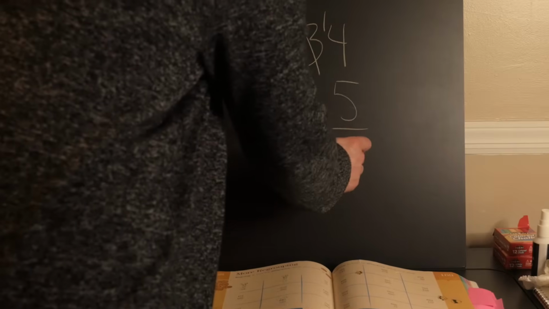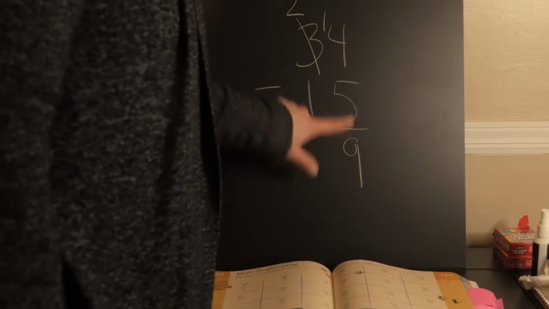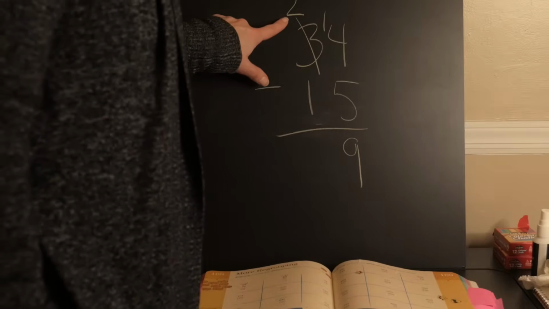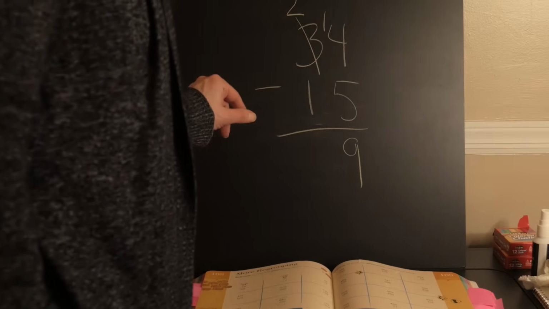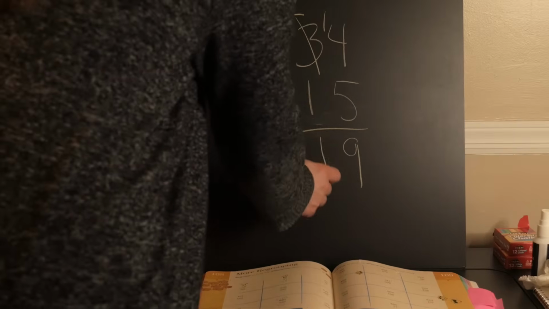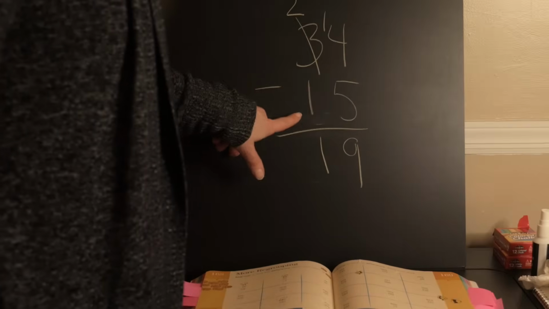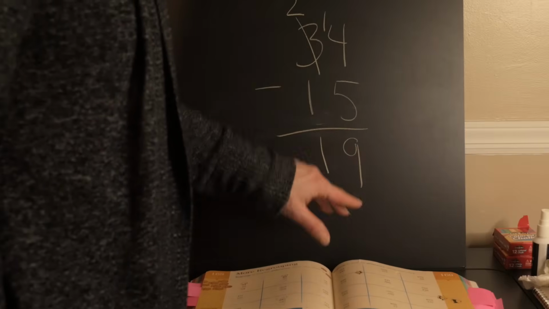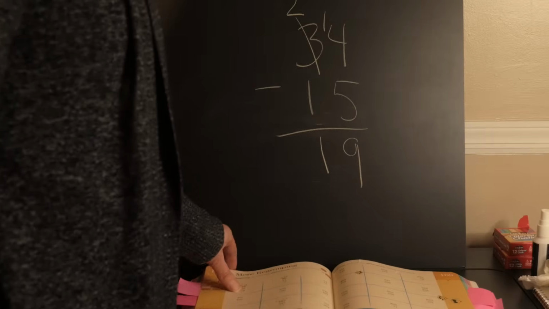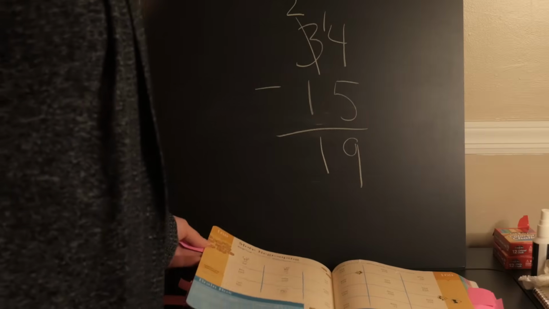And now we can easily subtract 5 from 14, which is 9. Good. And now we simply subtract the tens. 2 minus 1 is 1. There we go. So our answer to 34 minus 15 is 19. Does that make sense to you? Alright, let's try another.